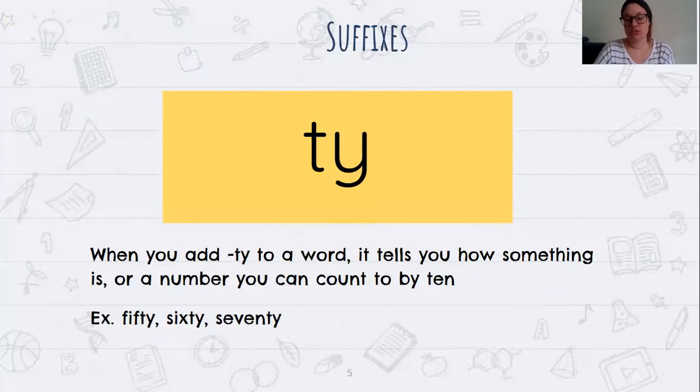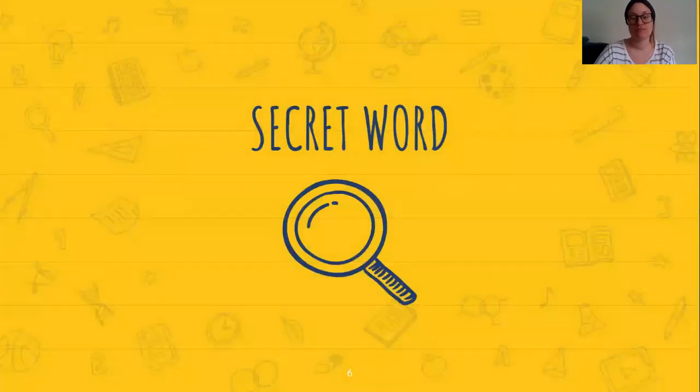And the last suffix you learned about, ty, says t. When you add t to a word, it tells you how something is. It can also be referring to a number that you can count to by 10. So 50, 60, 70, 80, 90, those are multiples of 10 just by adding that ty suffix to the end.